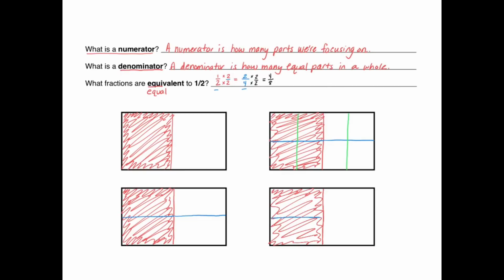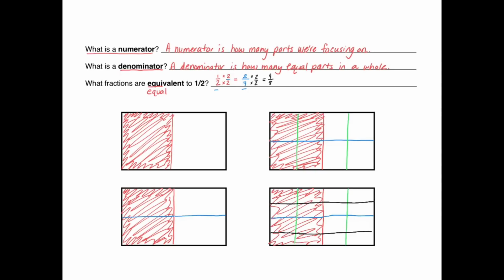Double each piece. So halves turns into fourths. Double each piece. Fourths double to eighths. And what are eighths going to double to? You're right. Double, double, double.